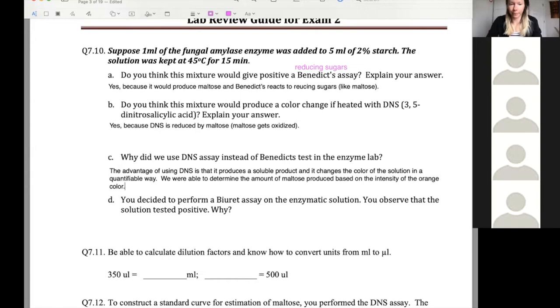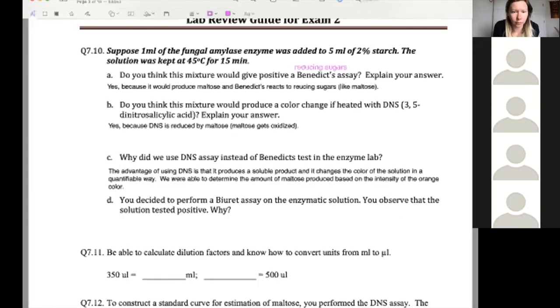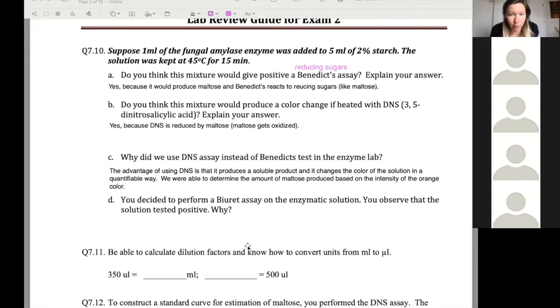Professor, for question number 10B, is DNS reduced or oxidized? DNS is reduced and the maltose is oxidized. Okay. Yeah, because the DNS is gaining an electron and the maltose is losing an electron.